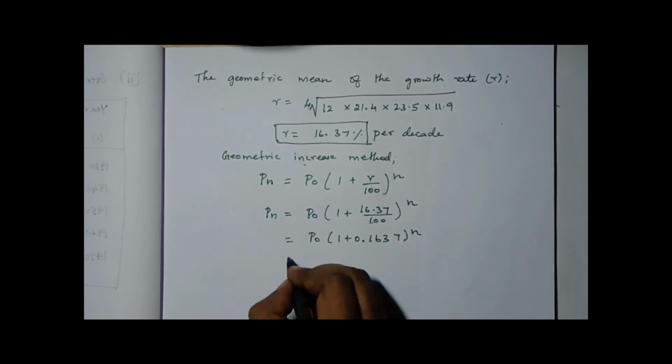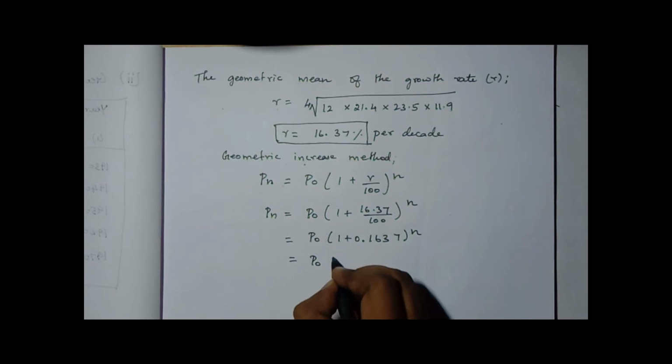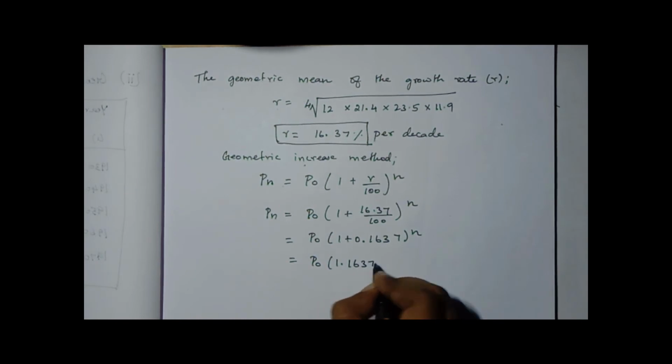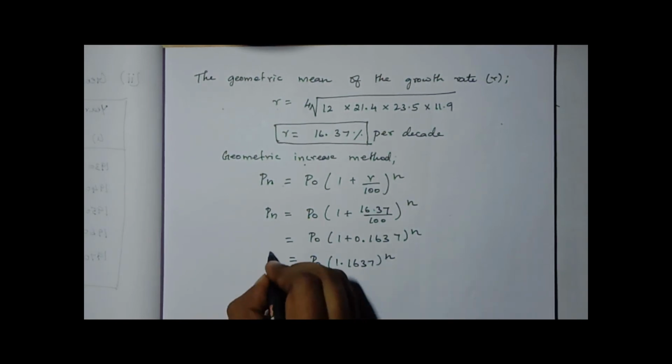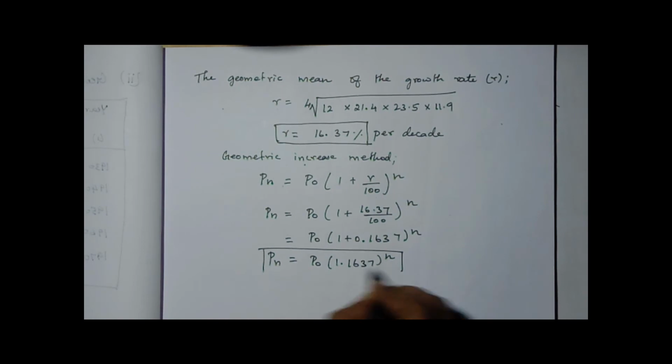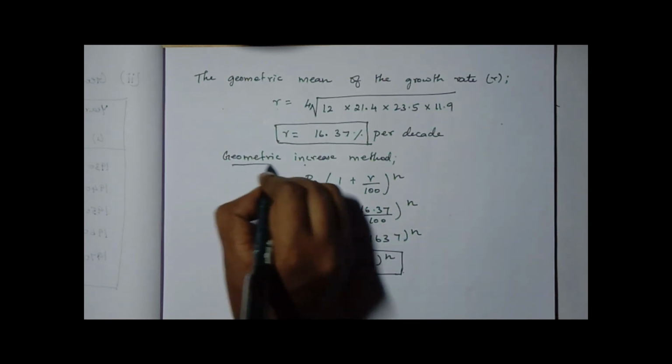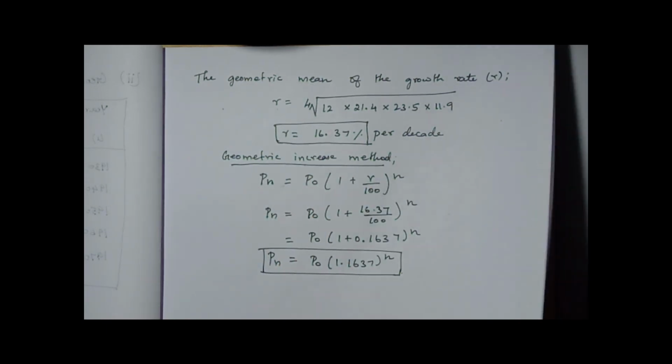So when we add 1 plus 0.1637, we'll have 1.1637 to the power n. So this is the Pn value. Now we have to substitute each and every decade in this formula. So this is the geometric increase method.